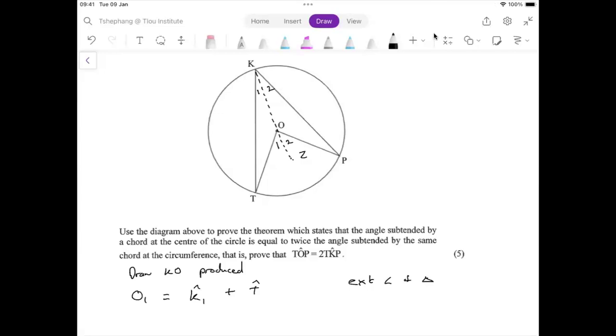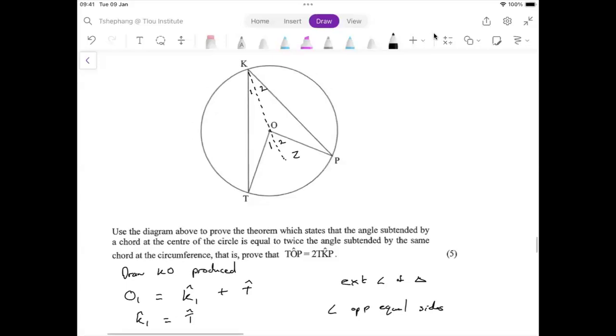Now, what do we know? We can then say that K1 must be equal to angle T. Why? These are angles opposite equal sides. Remember, this is a radius. OK is a radius and OT is a radius, so we are dealing with an isosceles triangle there. That's why K is equal to T.